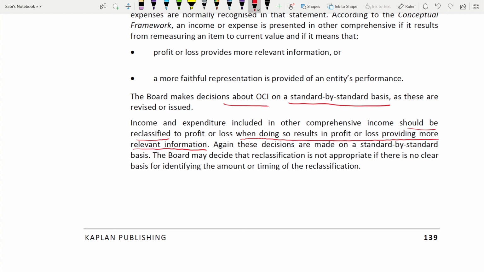Again, the board may decide the reclassification is not appropriate if there is no clear basis for identifying the amount or the timing of the reclassification. This is they are saying reclassification is not appropriate. Okay, they are supporting not reclassifying. When are you going to reclassify, or the amount? When there is no clear basis for identifying it, then we don't reclassify.